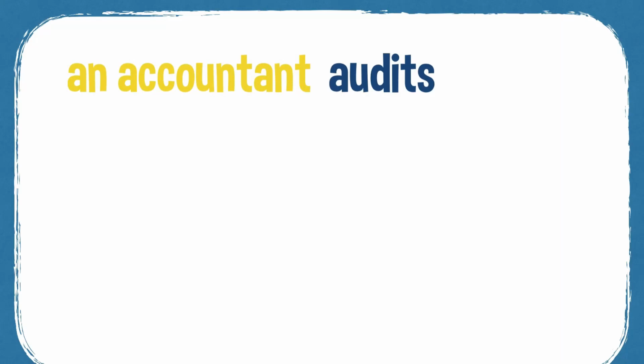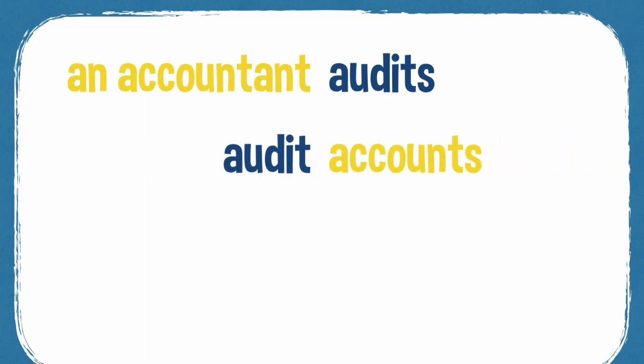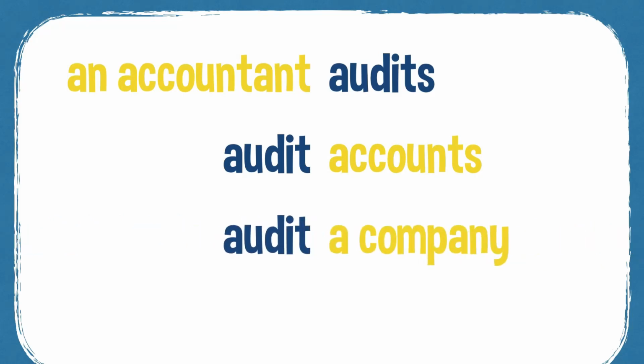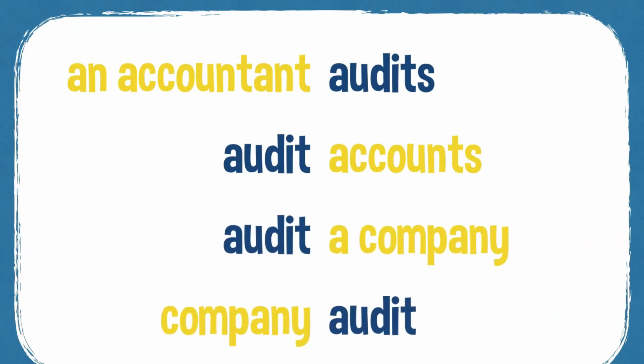So an accountant audits things. Accounts usually, you can audit accounts. You can audit a company. And you can carry out a company audit. So as a verb, audit, audits, auditing, audited. An auditor is the person that carries out the audit.